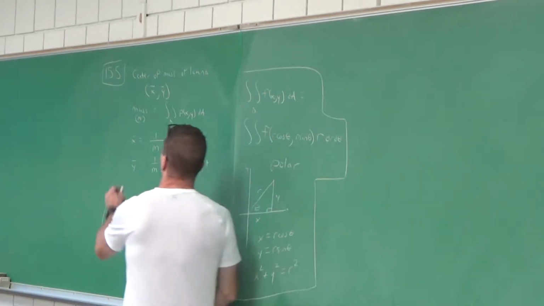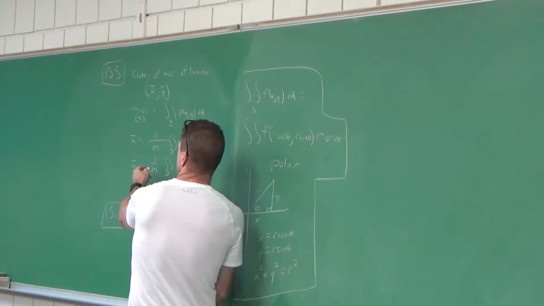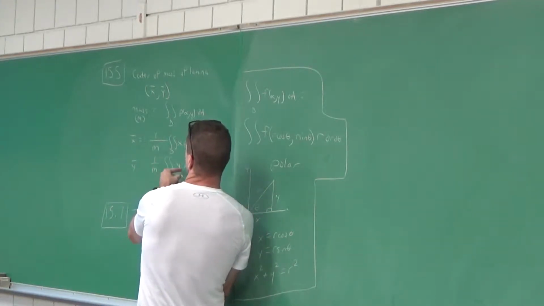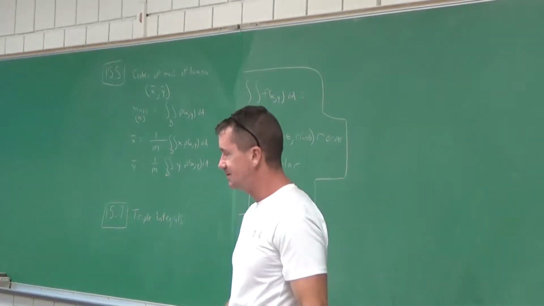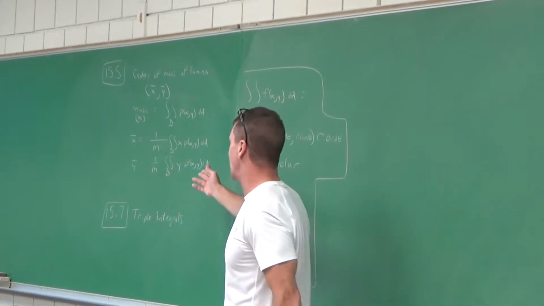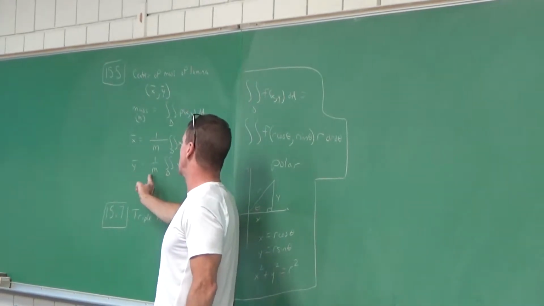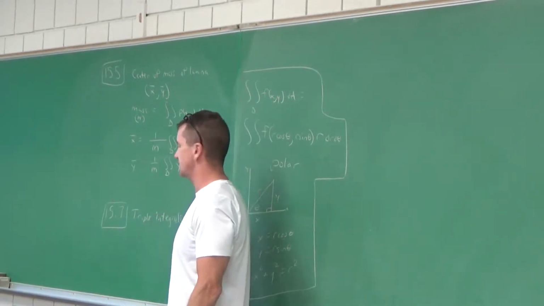And if we do x bar, we do 1 over the mass times the double integral of x times the density. Or you can think of it as 1 over the mass times the moment. X bar is 1 over the mass times the moment about the y-axis. Y bar is 1 over the mass times the moment about the x-axis, but this is what comes out.